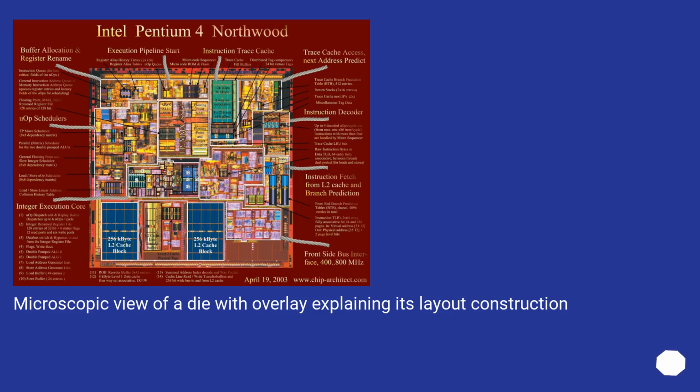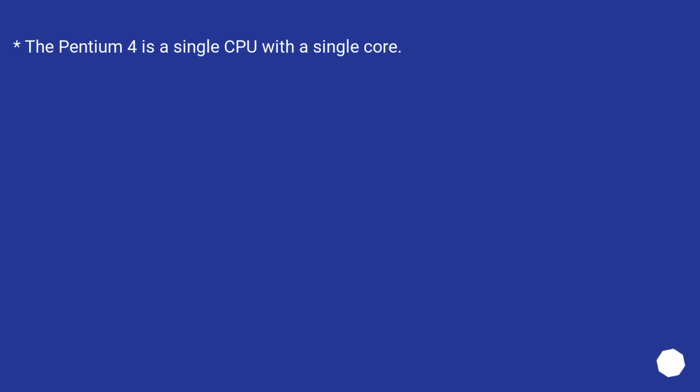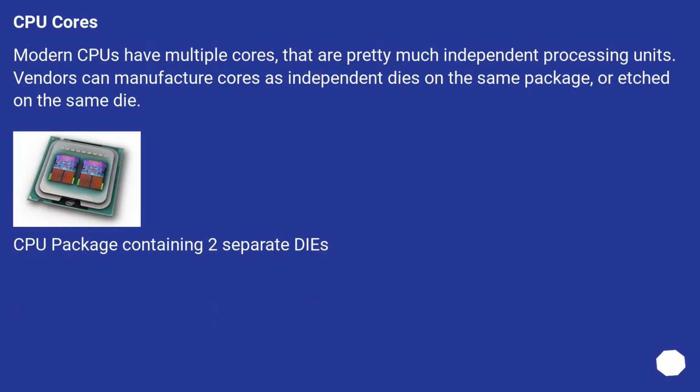Microscopic view of a die with an overlay explaining its layout construction. The Pentium 4 is a single CPU with a single core. Modern CPUs have multiple cores that are pretty much independent processing units. Vendors can manufacture cores as independent dies on the same package, or etched on the same die.